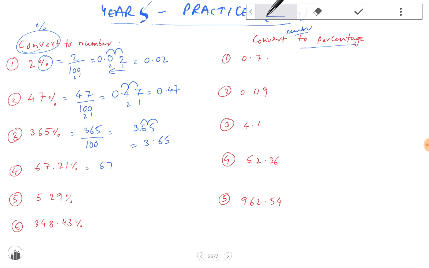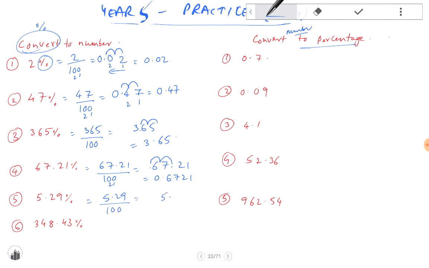With 67.21, again we divide that by 100. So how we solve it is we write the number again in the answer section, and we have to move this decimal by 2 places because we have 2 zeros on the bottom. So put a decimal there. It becomes 0.6721.